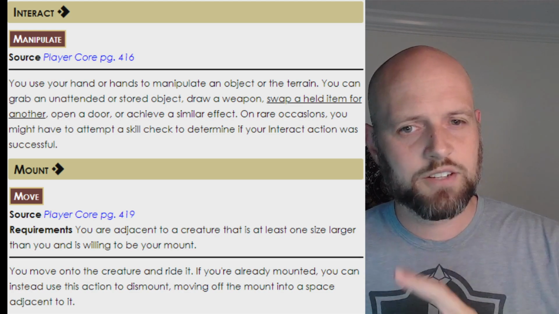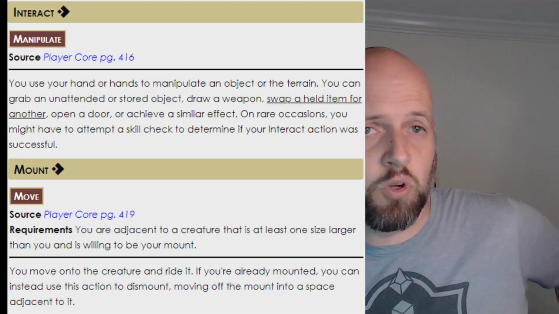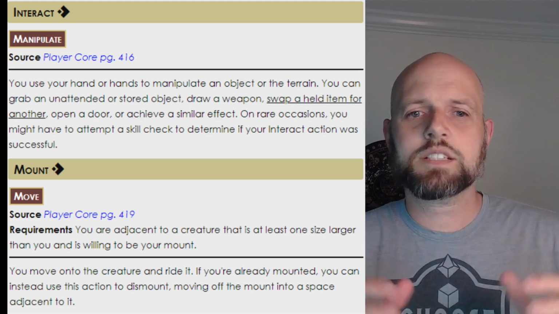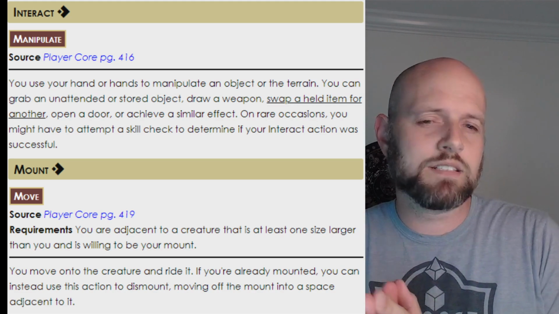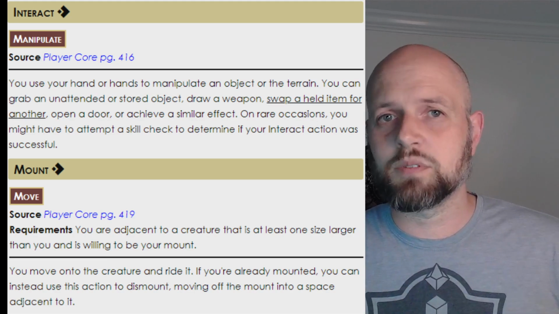Interact. 1 action, and grab something off a table, pull a weapon out. Lots of things have the interact trait, and that means you're going to be using an action to interact with them, generally speaking.